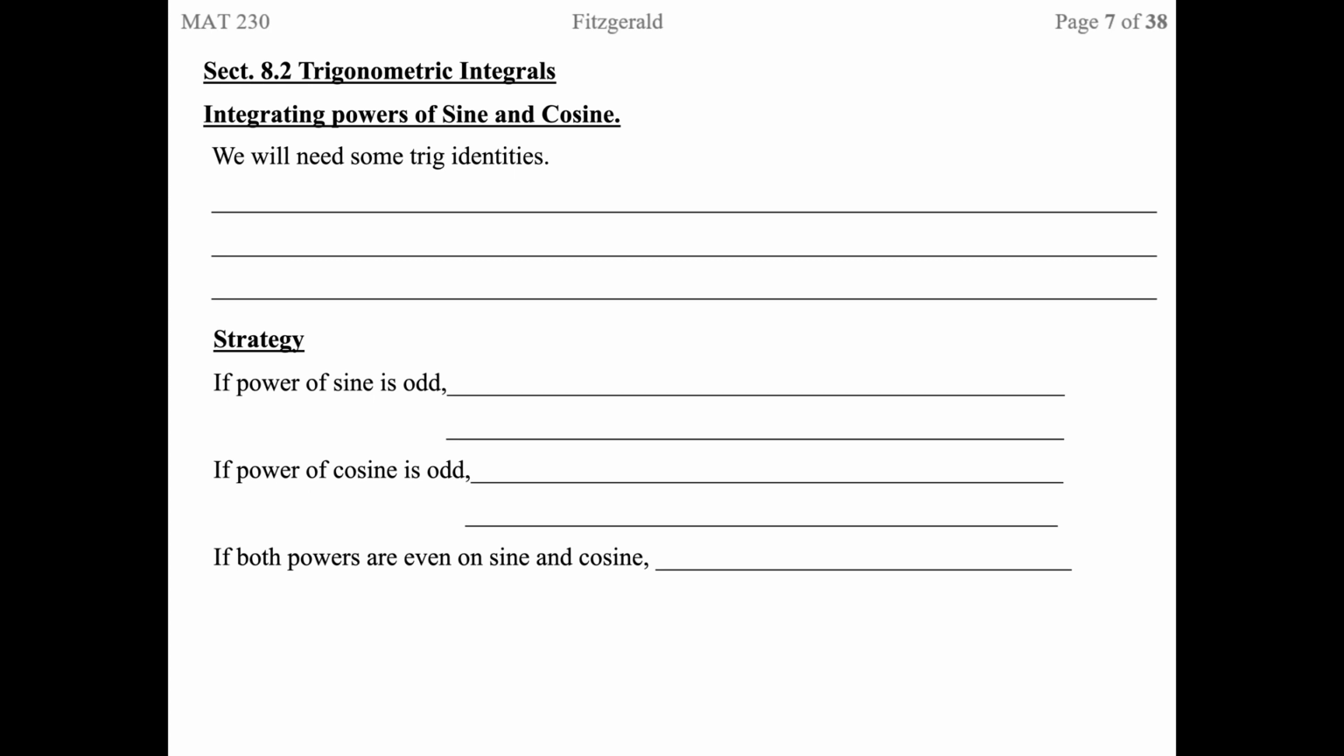Section 8.2, we're going to have trigonometric integrals. So here we're going to have powers on your sines and cosines. In order to integrate those, you're going to need some trig identities. You're going to need your Pythagorean identities.